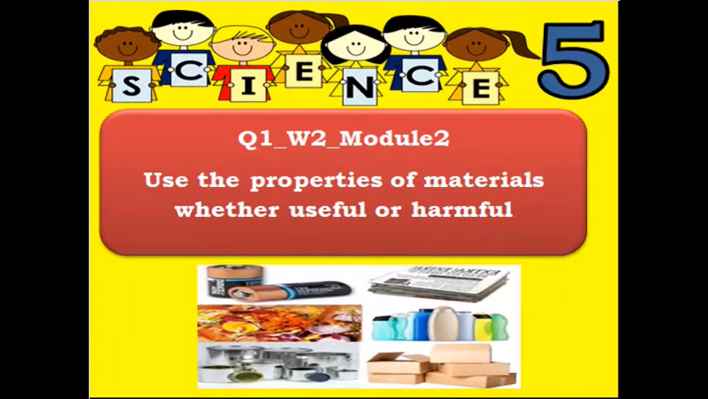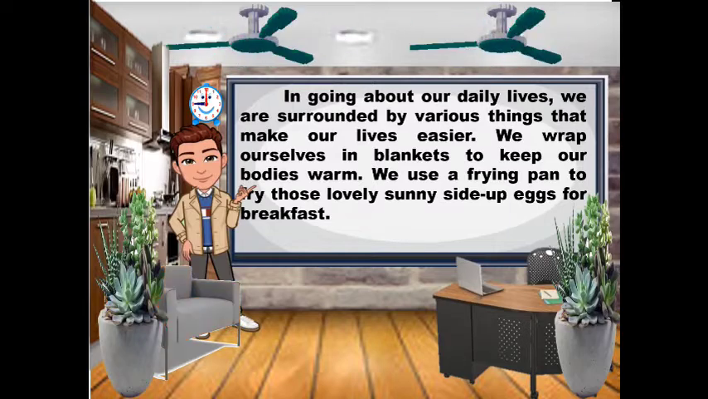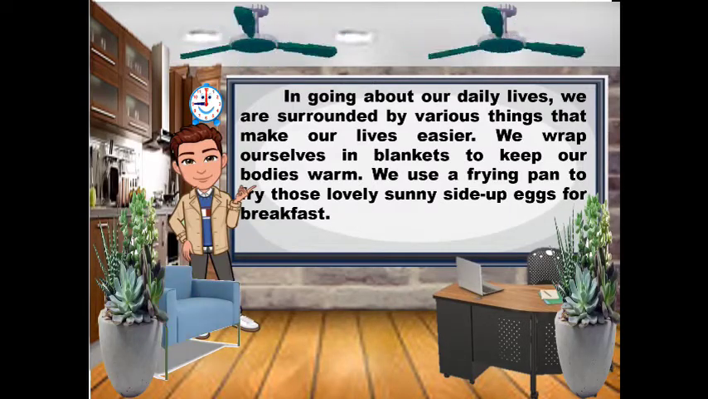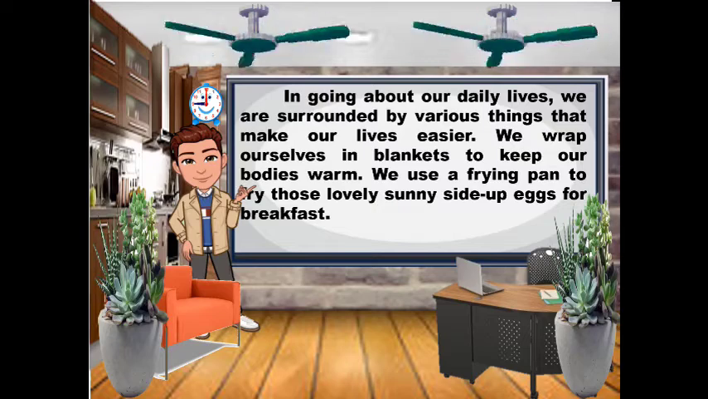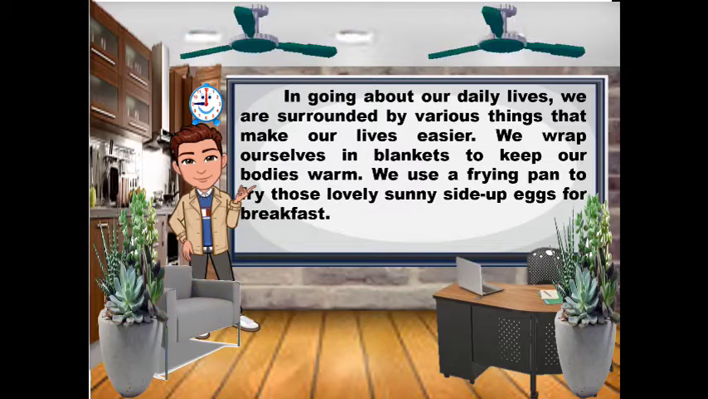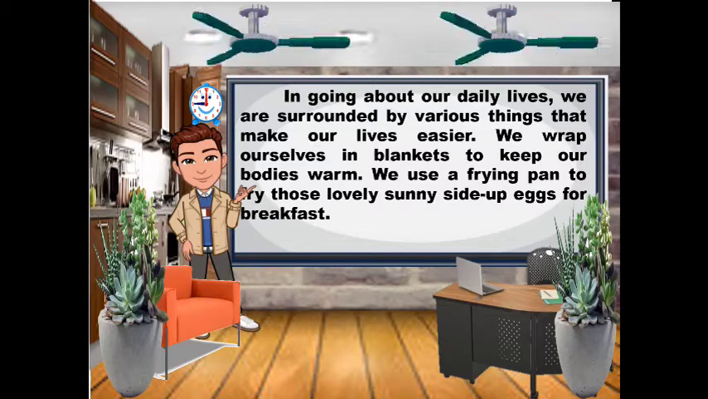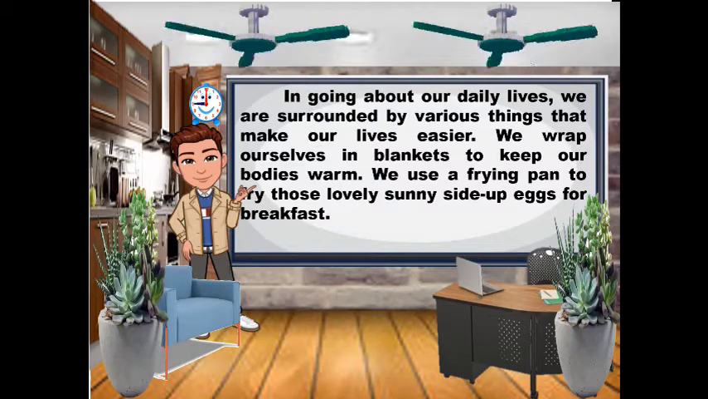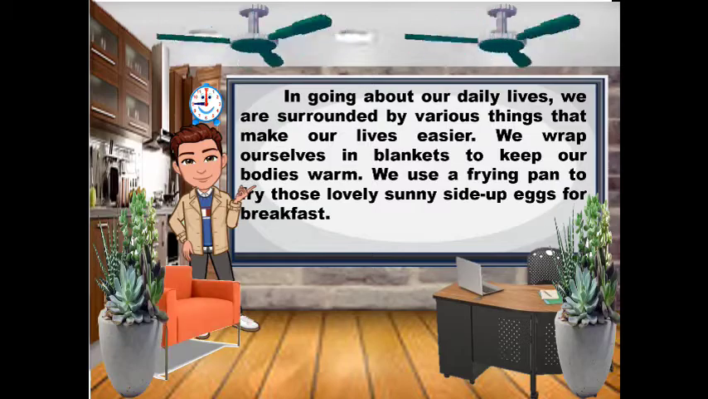Okay, so quarter 1, week 2, module 2. Use the properties of materials, whether useful or harmful. So in going about our daily lives, we are surrounded by various things that make our lives easier. We wrap ourselves in blankets to keep our bodies warm. We use a frying pan to fry those lovely sunny side up eggs for breakfast.